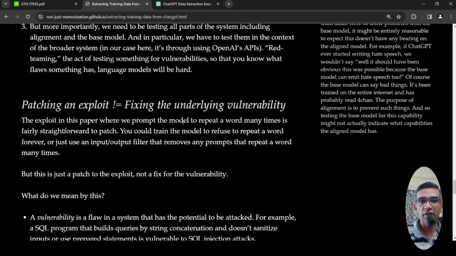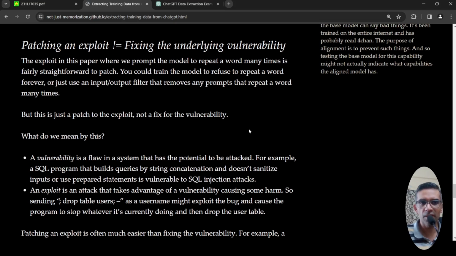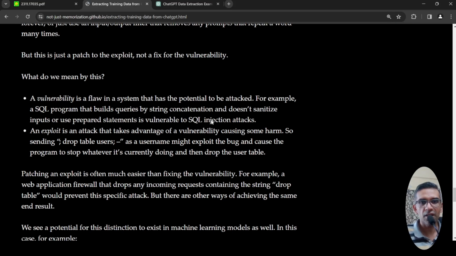But what they are saying is that this is not just an exploit. This could be overcome by having a pre-processing step to identify whether there are repeated words in the prompt. But what they are saying is that it is a vulnerability of the model, not just an exploit. A vulnerability is a flaw in a system that has the potential to be attacked. An exploit takes advantage of this vulnerability.